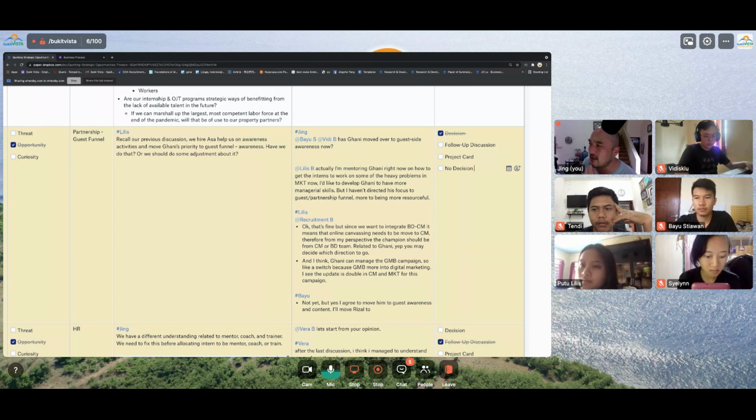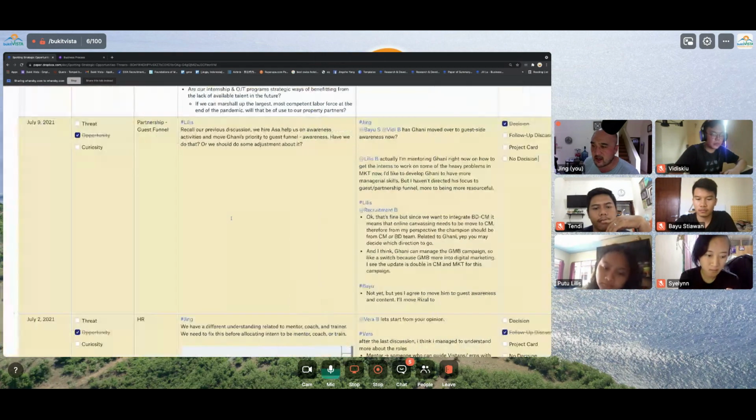Let me go over to Vidi then. Vidi, have you seen a corresponding lift in performance after Gunny started focusing more on the guest funnel? Yep, in general, since there are more content people and Gunny is managing them to guide them, there has been an increase in awareness activity, and the results are positive, especially right now because we are moving away from the OTAs to the direct mediums. Good stuff. So this is essentially done then. Lilith, is this done to your satisfaction?